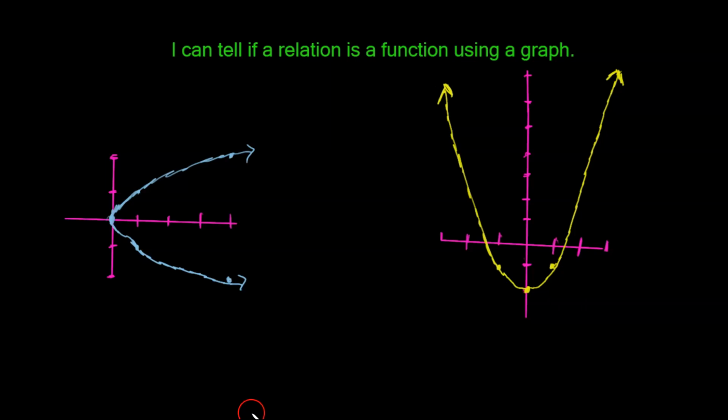Hello mathematicians, I hope by the end of this video you can say I can tell if a relation is a function using a graph. So we know that a function is defined as a special relationship where each input has a single output.